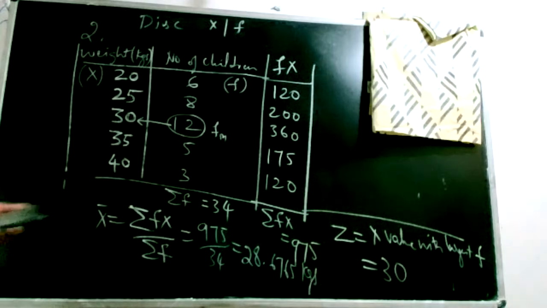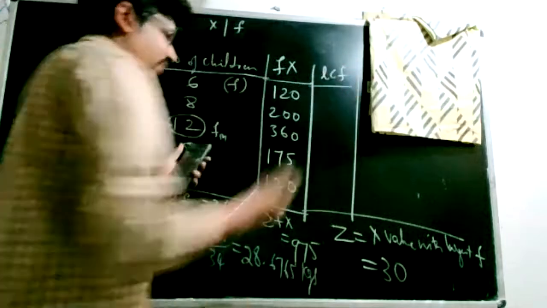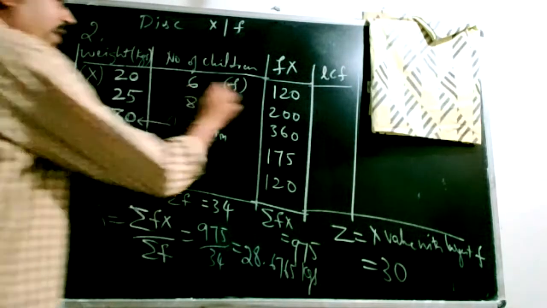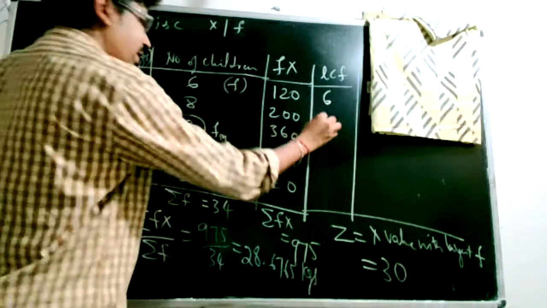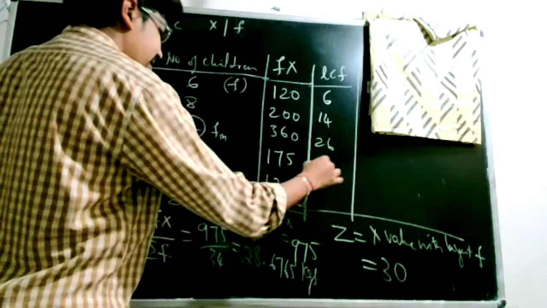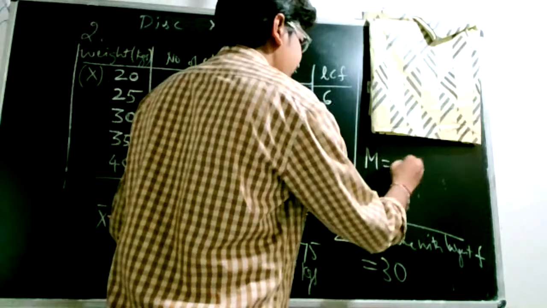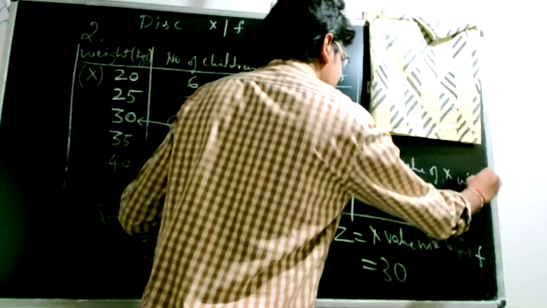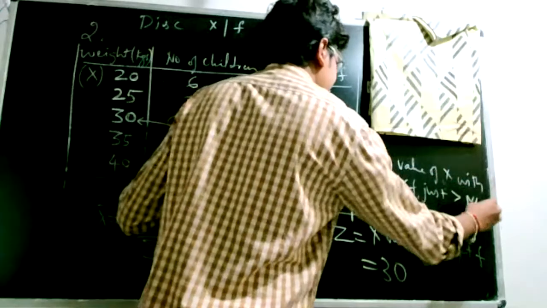And whenever we have frequency data and we wish to obtain the value of median, the first step is computing the less than cumulative frequencies. That is, add the frequencies from the top and write it from the top. So first value remains the same. Then it is 6 plus 8, 14, 14 plus 12, 26, 26 plus 5, 31, 31 plus 3, 34. Now median is defined as value of x whose LCF is just greater than n by 2.